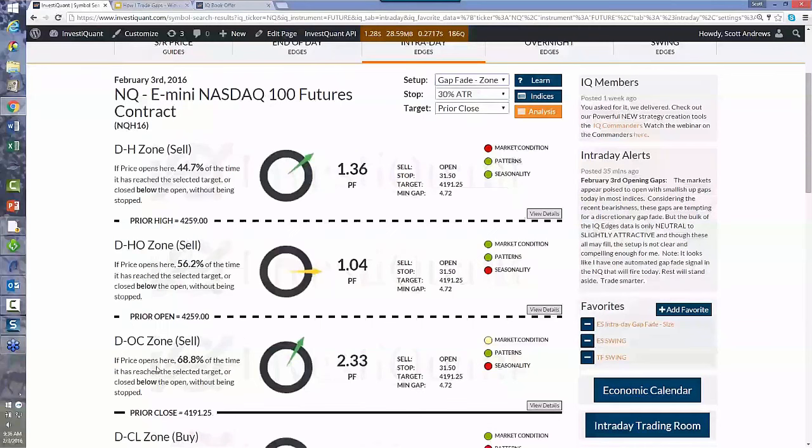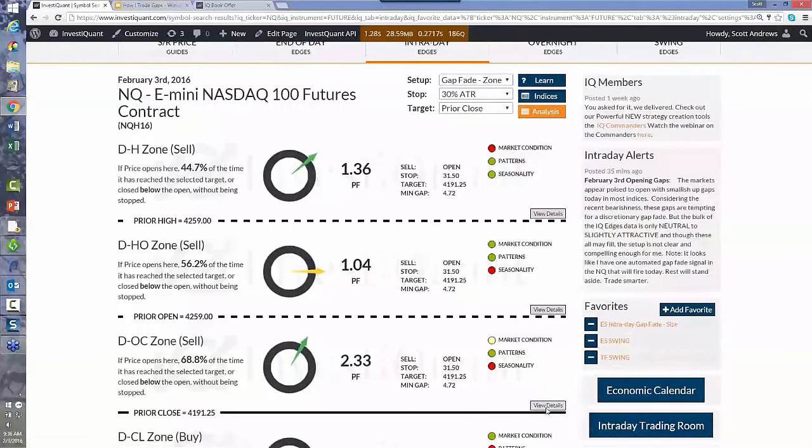Let's talk about trading though. So first off, what's the optimal target? Many of you have probably heard and been taught that if you get into a winning gap trade, you want to take profits at the midpoint, right? So you can do that, but you're leaving a ton of money on the table, and this chart proves it.